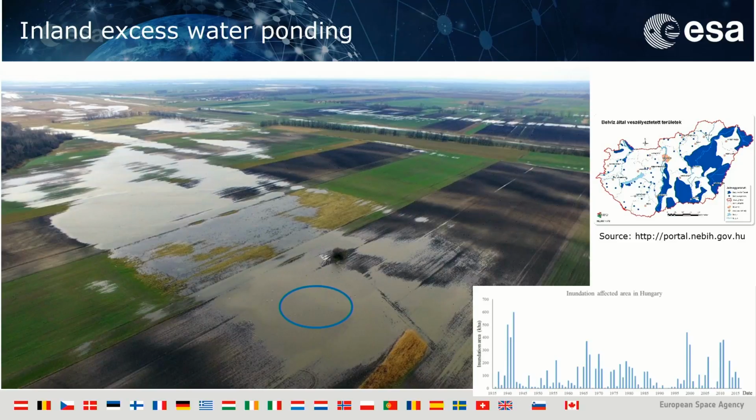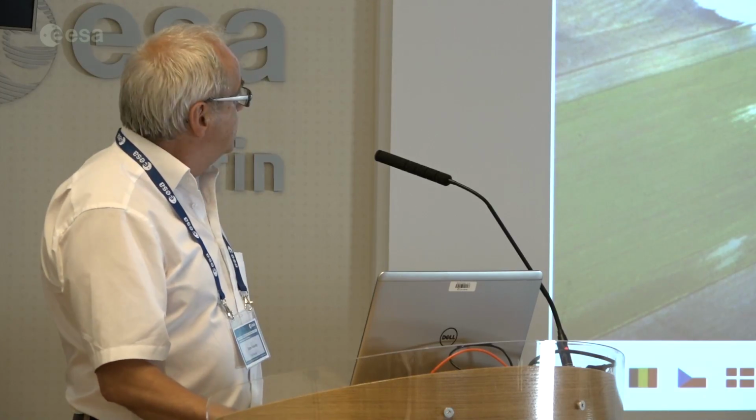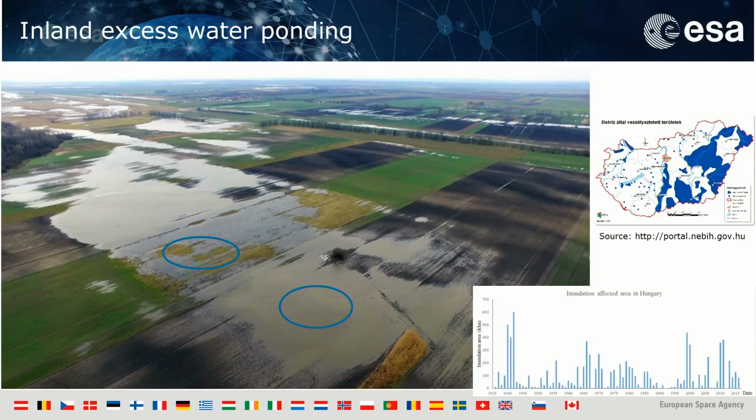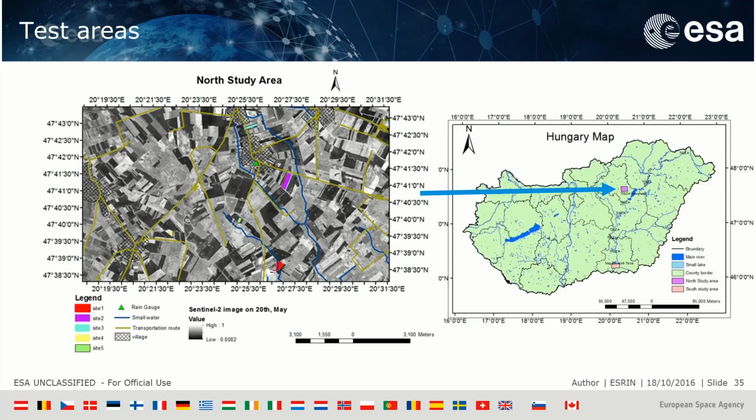The difficulty, if you want to monitor this with radar, is that you have these very nice smooth open water surfaces, sometimes mixed with the crop. If you have winter crops, for example, and this ponding occurs in February, March, you get partially inundated areas, which also have a certain surface roughness. So monitoring this with radar is quite a challenge.